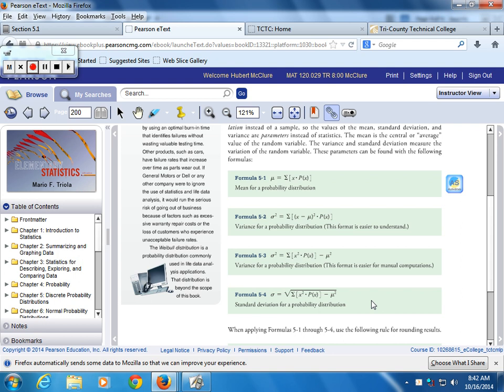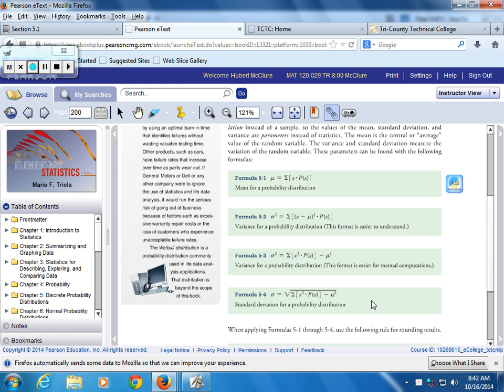I use 5.1, 5.3, and 5.4. I do not use 5.2. You can use it if you want to. I don't care. I don't use it. So make sure you write down those 3.